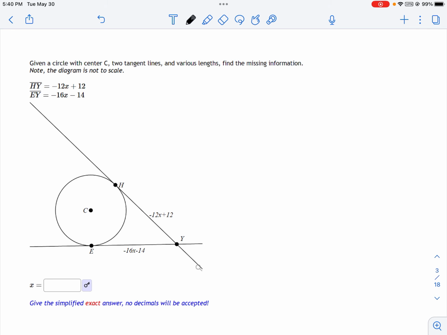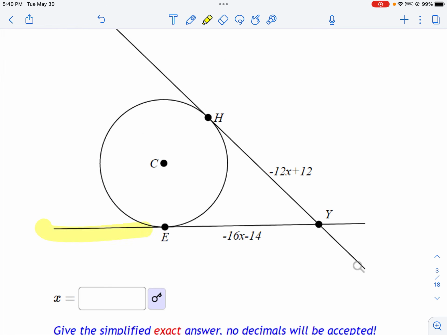Given a circle, center C, two tangent lines, various lengths, find the missing information. Let's get started. First off, tangent line means you have a line that is tangent to the circle, meaning that it only intersects the circle at one point, which is our E and H there. Those are points of tangency.